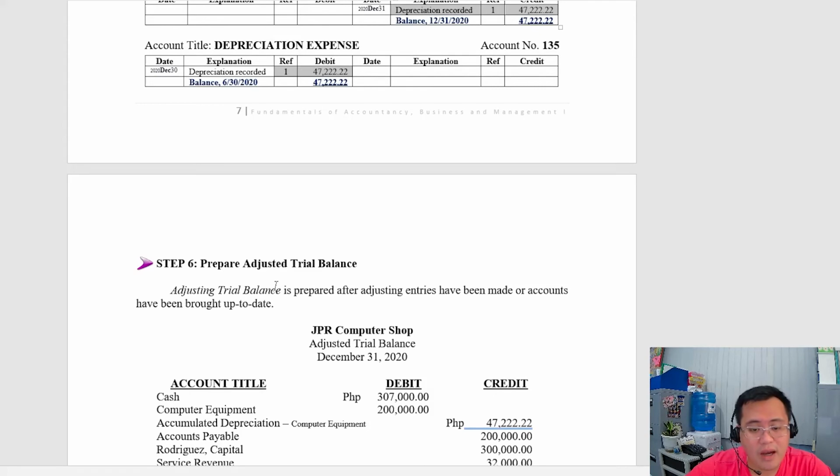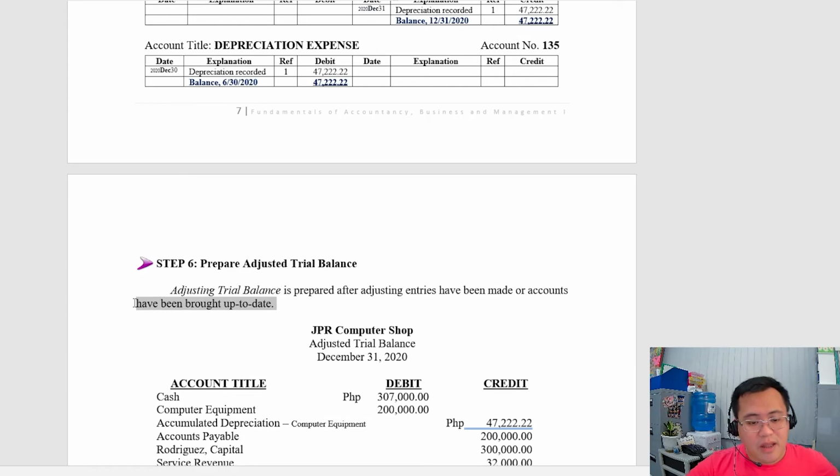So how do we prepare our adjusted trial balance? If you were able to recall our discussion from the previous lesson, our step 4 is preparing the unadjusted trial balance. Now, in step 6, after we have prepared our adjusting entries, we have to make our trial balance again, but this time it should be adjusted, meaning we already have considered our adjusting entries. The adjusted trial balance is prepared after adjusting entries have been made, or accounts have been brought up to date.